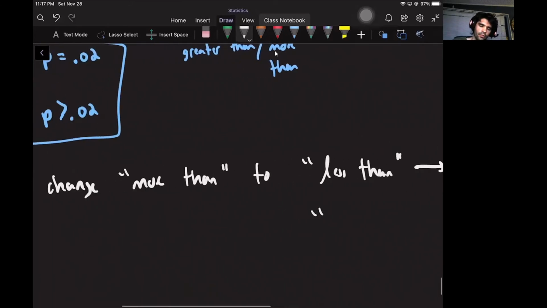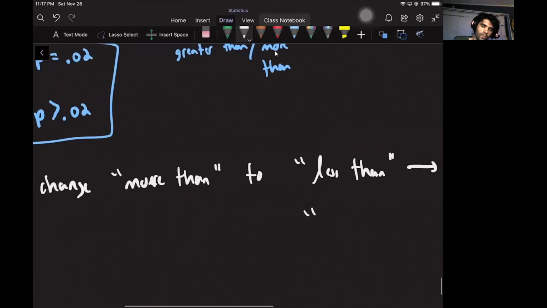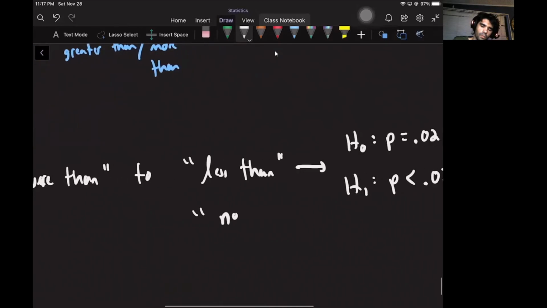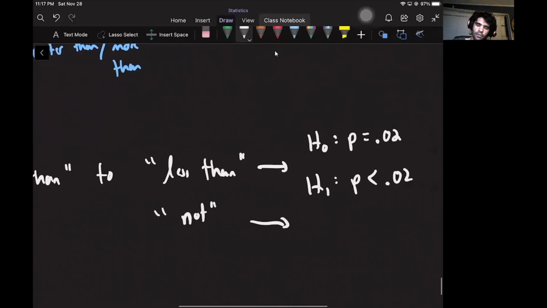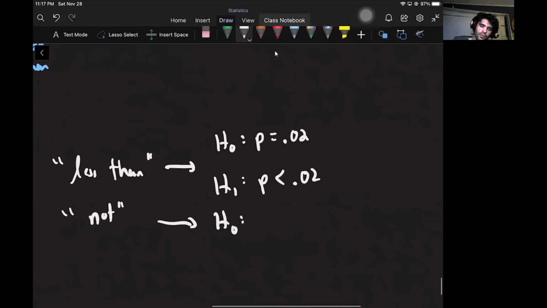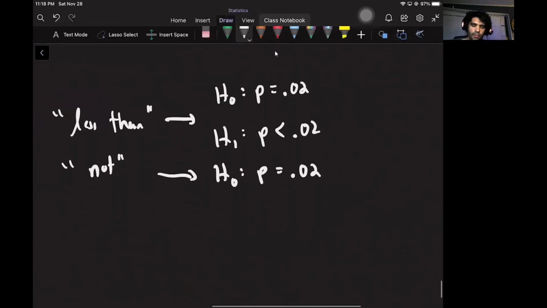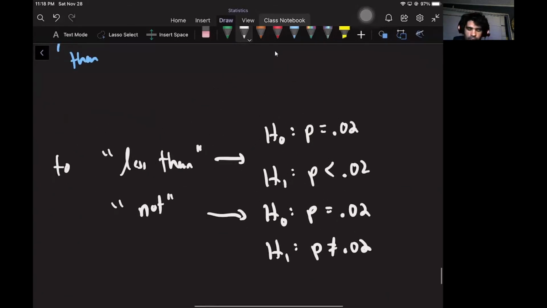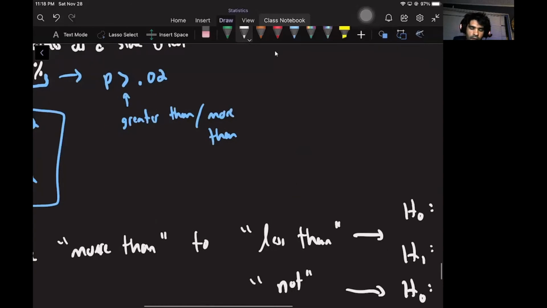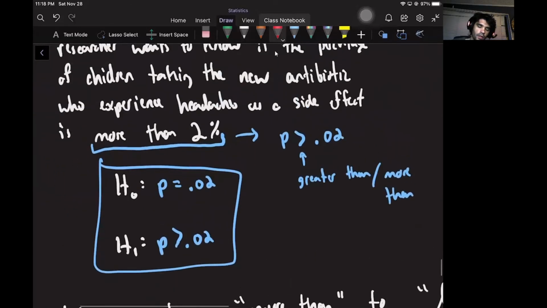But then I could also change the phrase more than to not, and then I'm sort of like the other one, where now the researcher is still pretending that 2% is correct, so that again the null hypothesis will not change, but the alternative is not that it's bigger or less than, it's just that it's not 0.02. So it becomes a non-equal sign. So there's 3 different answers depending on really just these words right here. More than.